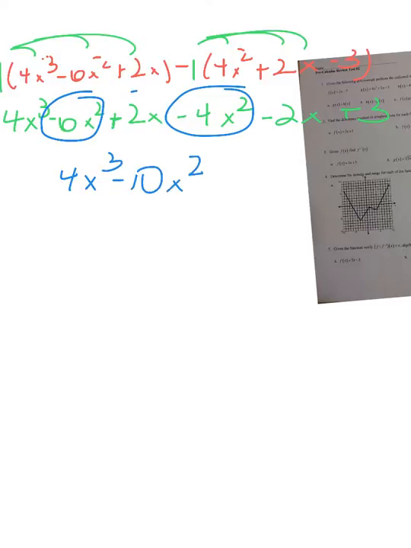All right, so then when I combine like terms, let's see what we get. So I have my 4x to the third. I have negative 6x squared and negative 4x squared. That's negative 10x squared. 2x minus 2x, that cancels because they're opposites. And then I have plus 3. All right, so let's take a look at 1C.